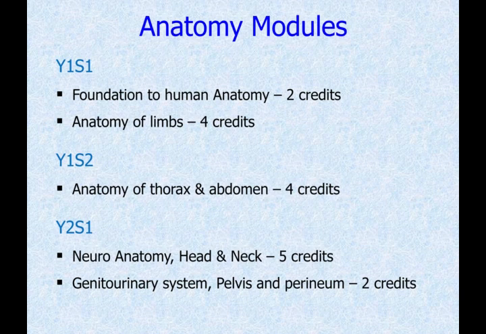Then in the second semester of the first year, you will have the Anatomy of the Thorax and Abdomen, which is a 4-credit module. Then in the third semester, year 2, semester 1, you will have the Neuroanatomy, Head and Neck, and the Genitourinary System, Pelvis and Perineum modules. Neuroanatomy and Head and Neck is a 5-credit module, the largest module, and the Genitourinary System, Pelvis and Perineum is a 2-credit module. These anatomy modules are in addition to the 3 modules each done by the physiology and biochemistry departments.